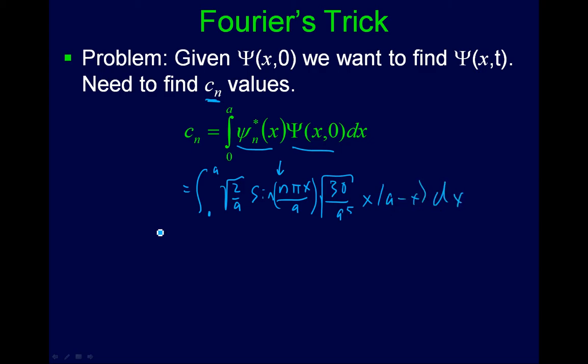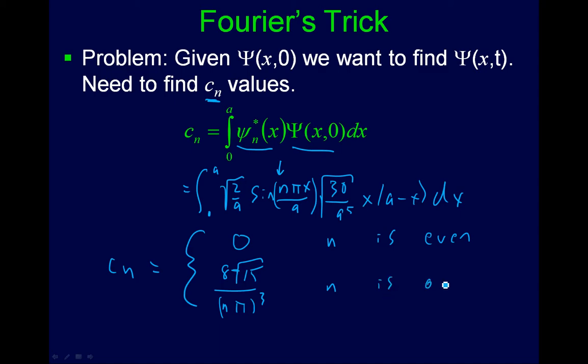You can look at the book and see how they go through and do this. We'll do a similar example in class to give us some more practice. But often it works out like this. The Cn is 0 if n is even, and then we get this kind of complicated formula if n is odd. All right, so it looks like this right here.